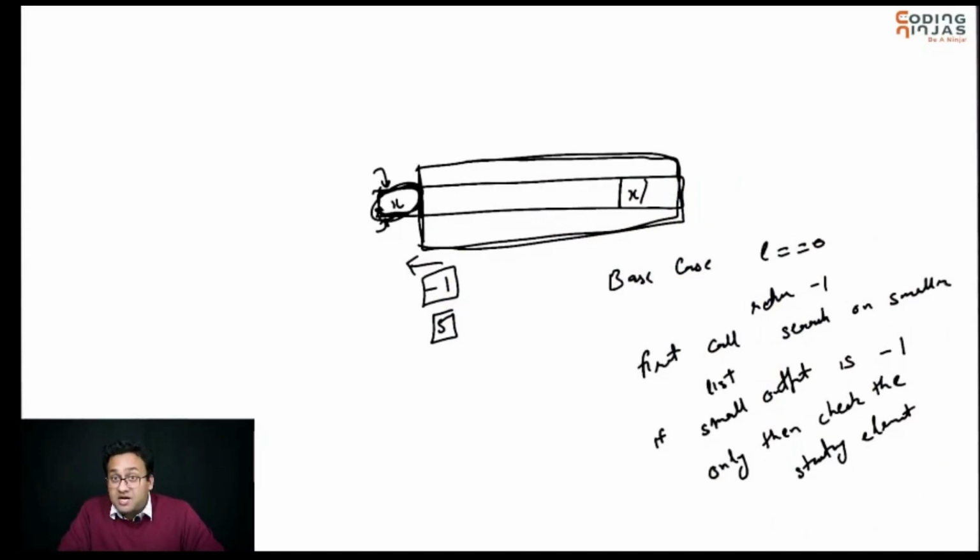Now, I would recommend you to write this code both ways. First of all, making a smaller list, then using the start index method that we used earlier. Okay, do it both ways, and then I think you will get a lot of clarity on how exactly to use recursion with arrays. Okay, thank you.